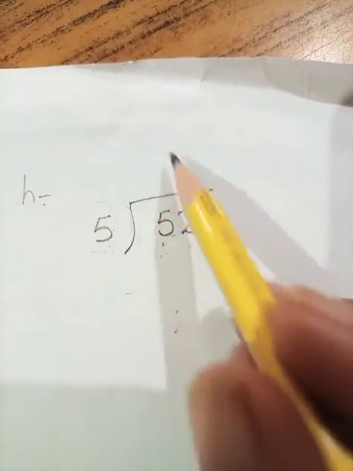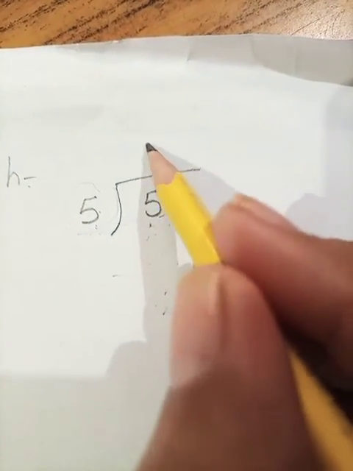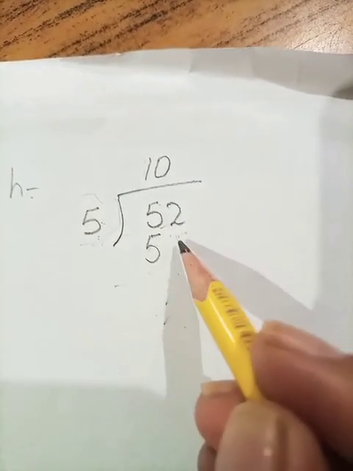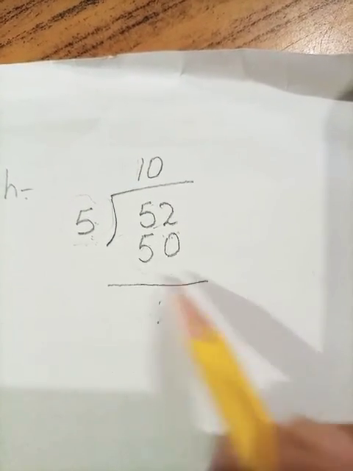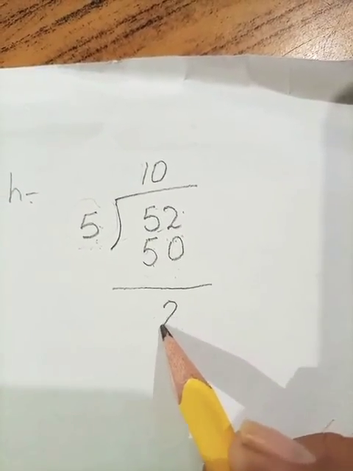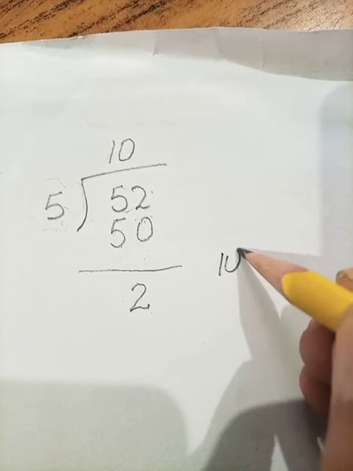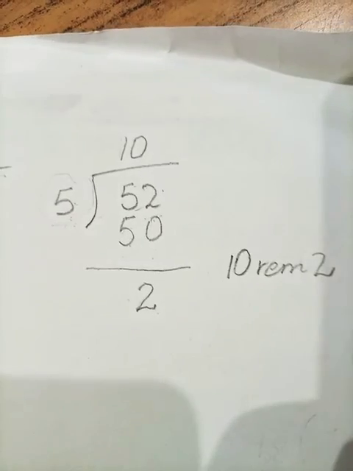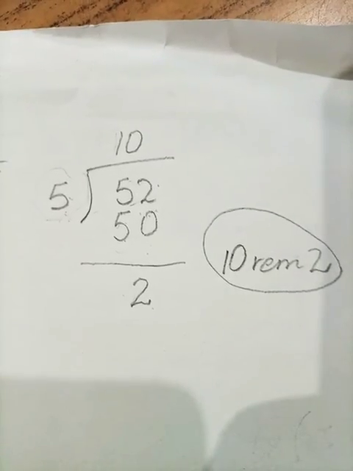As we know that 5 tens are 50, so we can write the 50 here, and as we know the table of 5 until the number 10, so 5 tens are 50. We are going to write it here. So students, the next step is subtraction. When we subtracted 50 from the 52, our remainder is 2. So students, how can we write the answer? We can write answer as 10, that is the quotient, and remainder, that is the 2. So students, here is our answer in the required way.